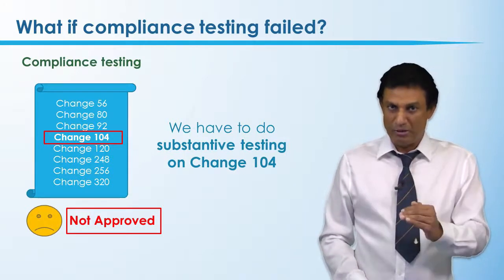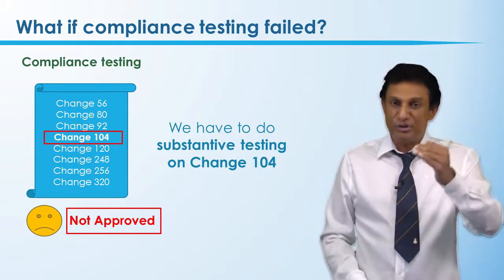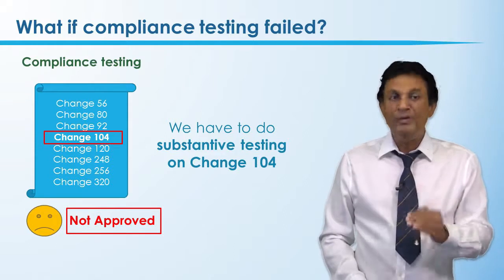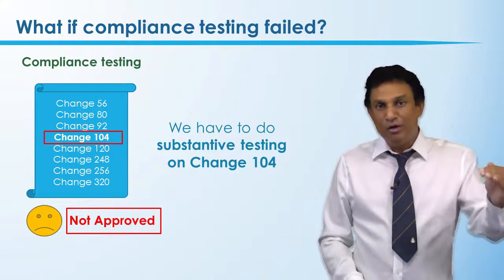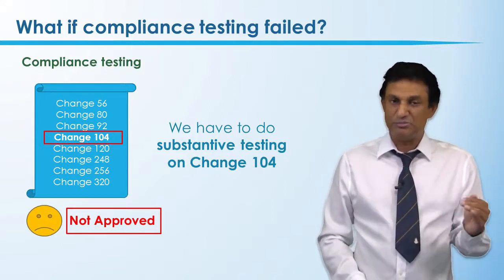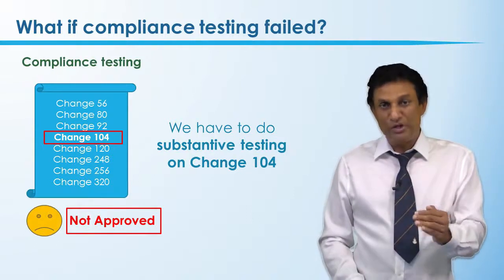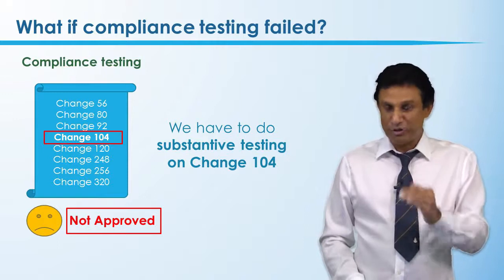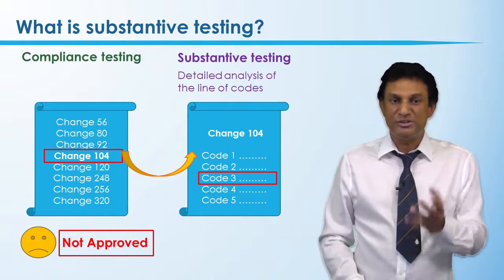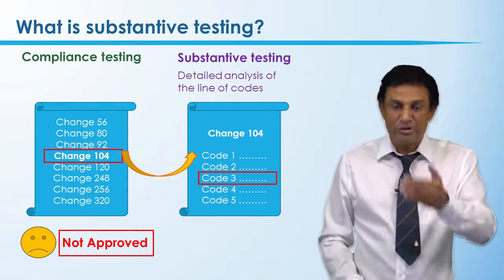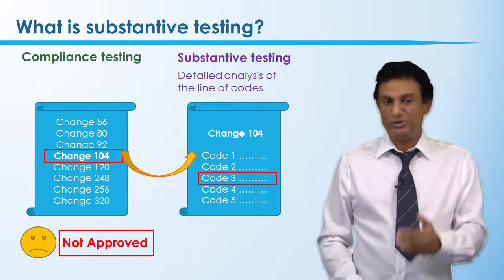So let me repeat again. Compliance testing means we test whether the employees follow the policies and procedures. When we do so, we found one change, because we look at whether all of them followed the policies and procedures. That means in change management, all changes have to be given approval. But we found change 104 was not given approval, so we are worried about it. We do the detailed analysis. We call it substantive testing. Substantive testing means detailed analysis, looking at the lines of code. Then we found that code number 3 is something that is not supposed to be there. It's for personal benefit, right?